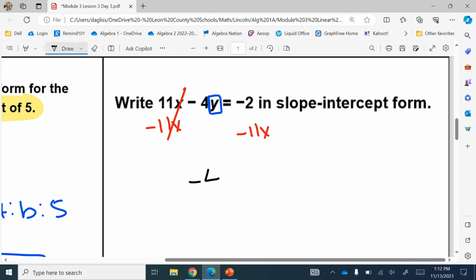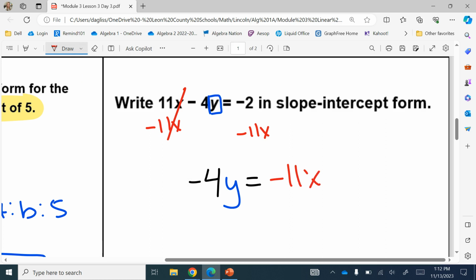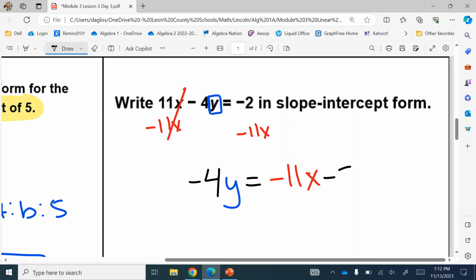Okay, you have negative 4y equals, negative 11x minus 2. Does negative 2 have an x? No. So all we did was move it over, and I moved it in the front, right? Because if I want slope-intercept form, I want my x to be first, right? mx plus b. So I moved it over, the x is leaving my equation. Is y by itself? No, what do we got to do now?